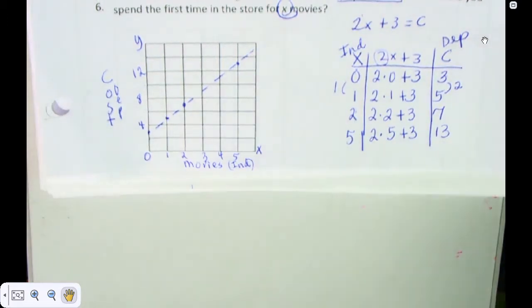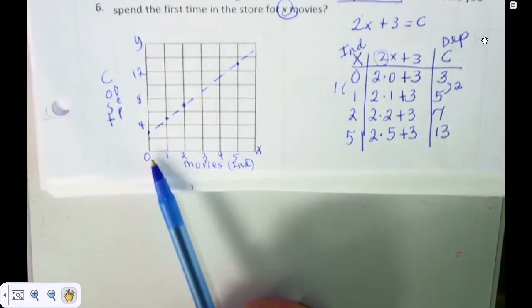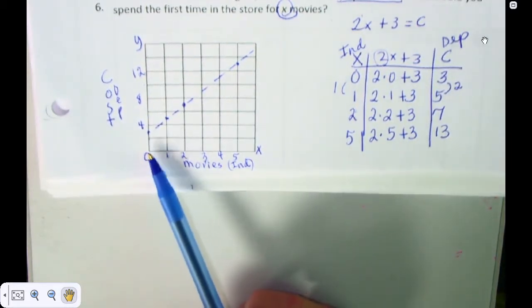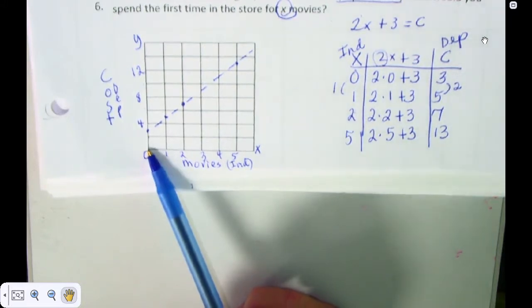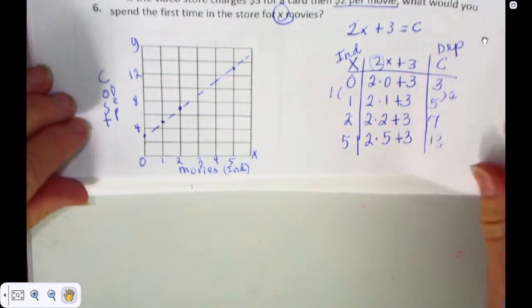Guys, why is it not proportional, though? This is not proportional. Oh, dear. It doesn't go through 0, 0. It has to go through 0, 0 to be proportional. Okay? So everybody has that done.